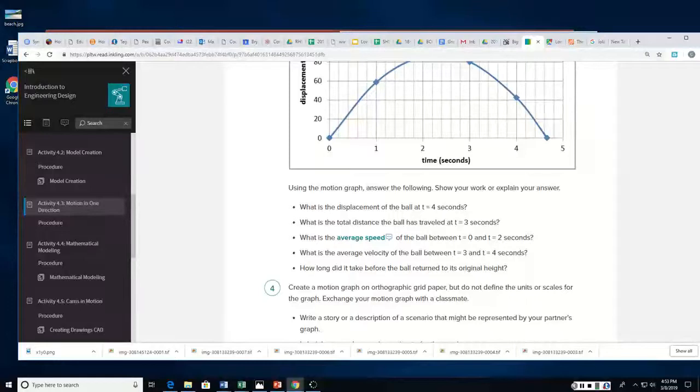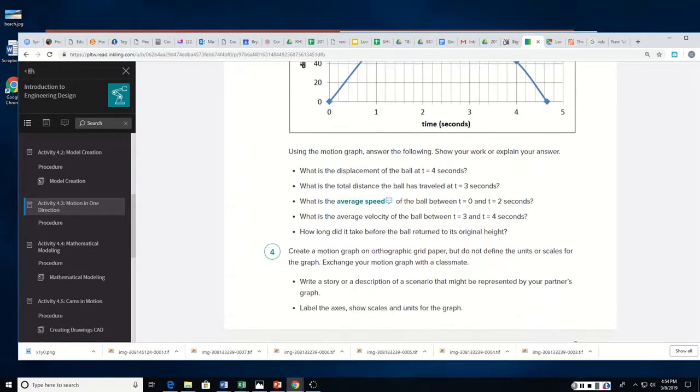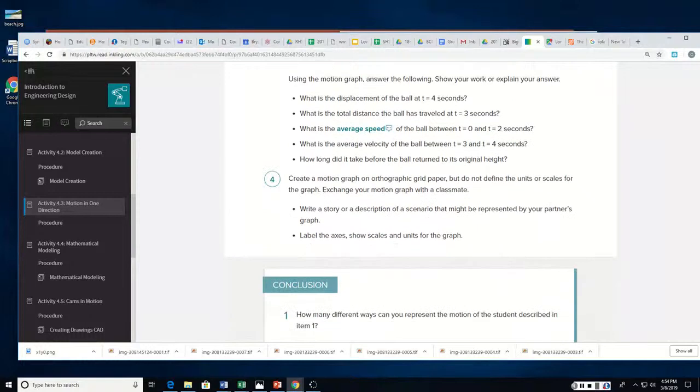So what is the average speed of the ball between t equals 0 and t equals 2 seconds? You would have 3 values here: 0, 60, and 80, and you'd find the average of those values to answer that. And notice again that you get a little balloon. There you go. It tells you what it is.